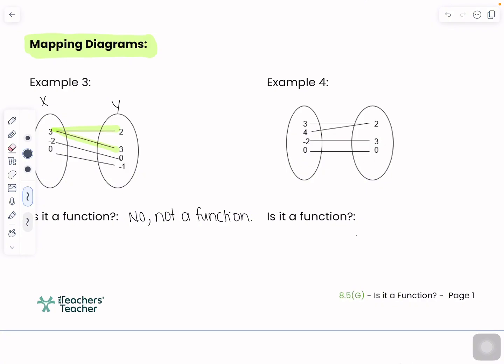Let's take a look at example 4. In example 4, we note that the first column represents the x values and the second column represents the y values. We can see that 3 is paired with 2, 4 is paired with 2, negative 2 is paired with 3, and 0 is paired with 0. Therefore, we can say, example 4, it is a function.